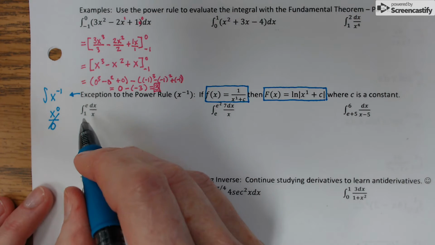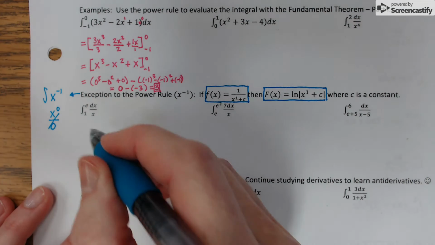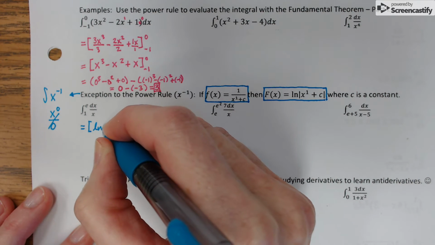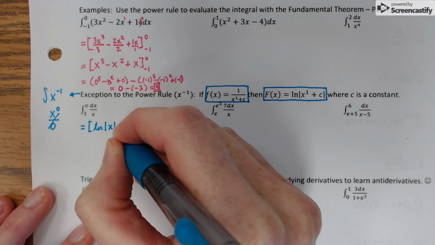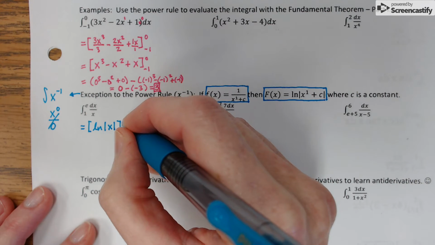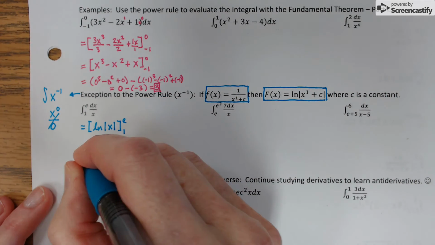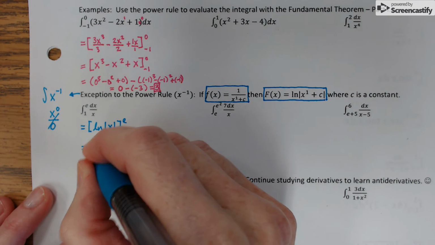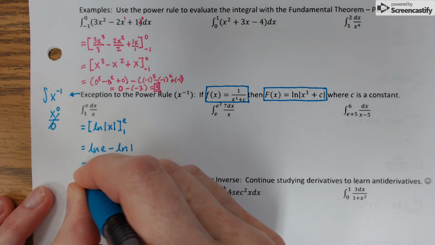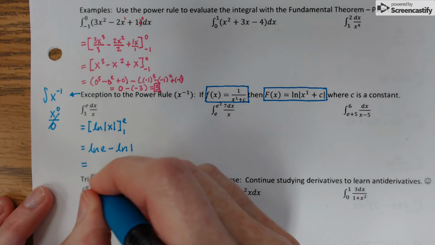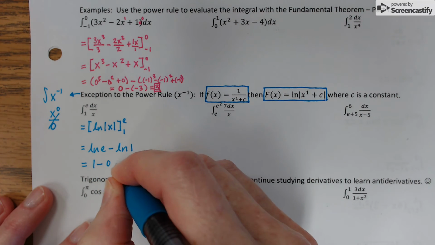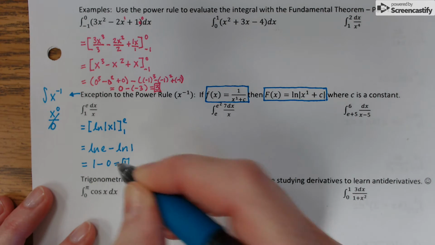So if we look at that first example, I recognize right away that it's x to the negative first. So knowing my exception to the power rule, I'm going to say it's the natural log of the absolute value of x. That's my antiderivative, evaluated from 1 to e. So the fundamental theorem says to plug in your upper limit minus your lower limit. And these are two values we're expected to know without a calculator, and we've talked about those this year. The natural log of e is 1, the natural log of 1 is 0, and so our final answer would be 1.